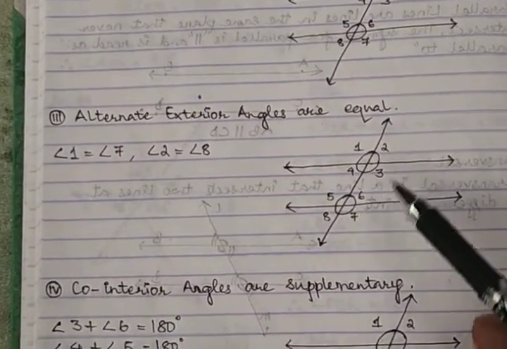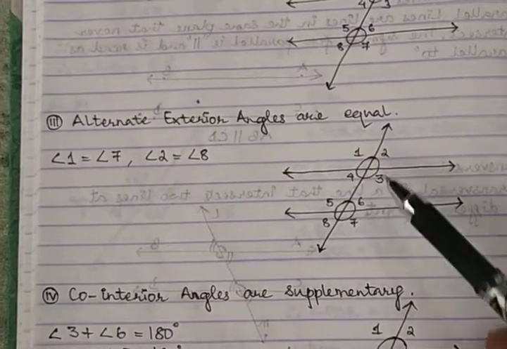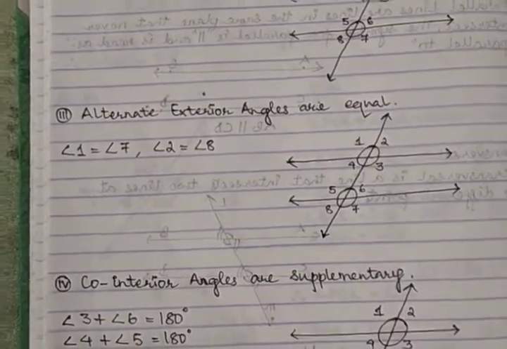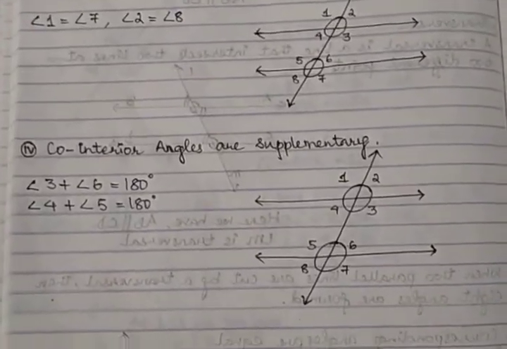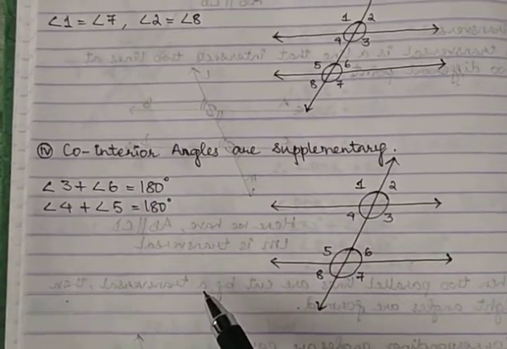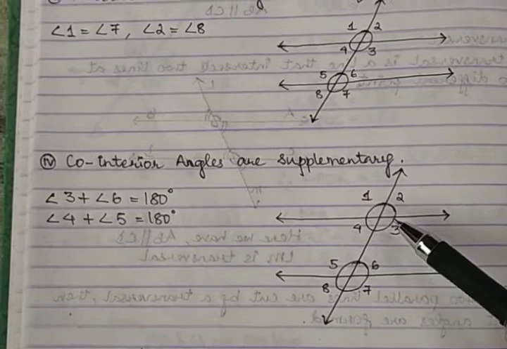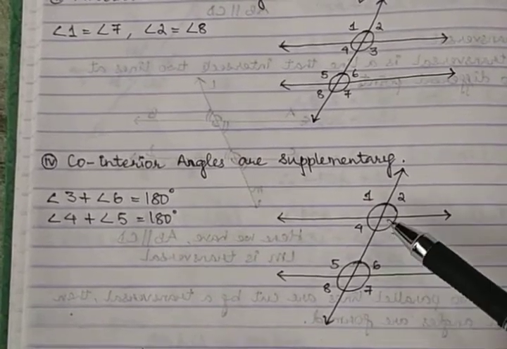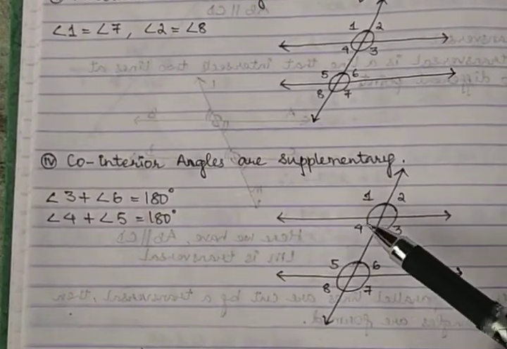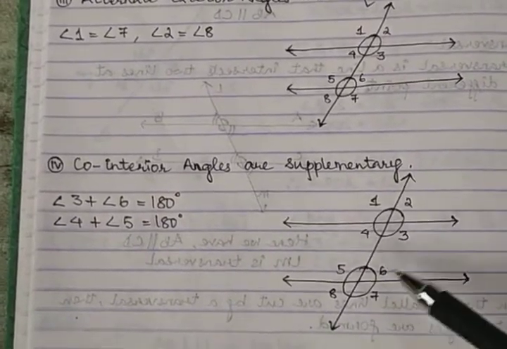Okay, I hope you understood this one. Alternate interior angles, alternate exterior angles. Now for the next one we have co-interior angles. Now see, co-interior angles are supplementary. Now interior means what? As I've already said, interior means the angles that were formed within those parallel lines, isn't it? So here we got interior angles as 3, 4, 5 and 6, isn't it?